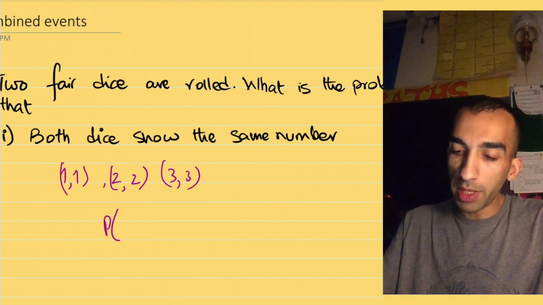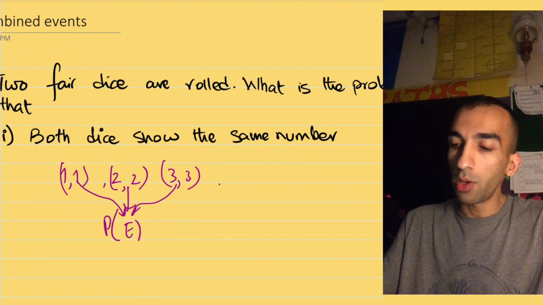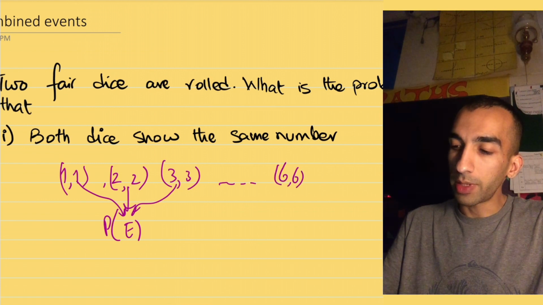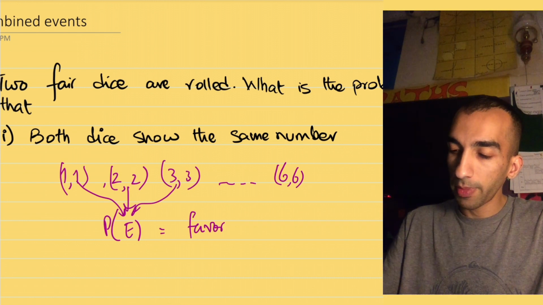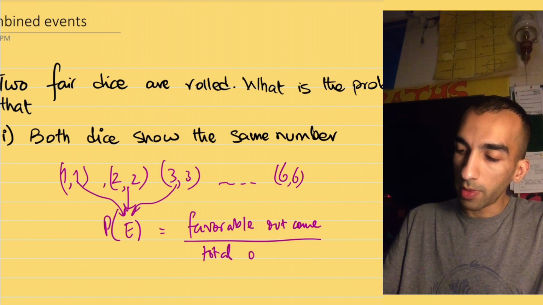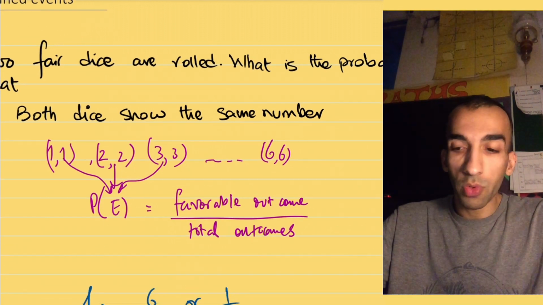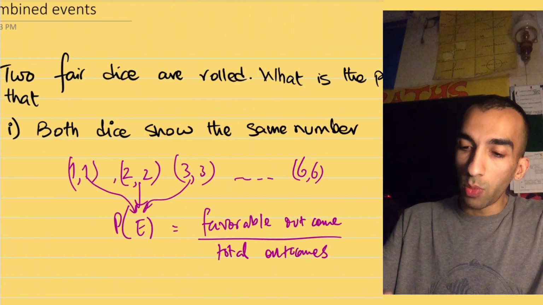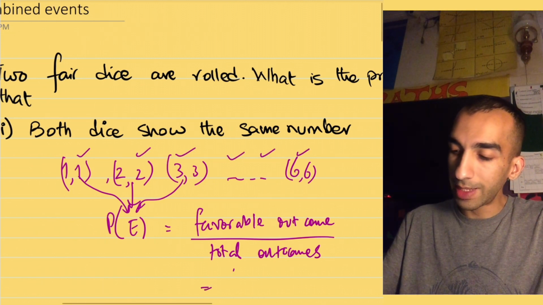Remember, we studied probability of an event happening. What's the event over here? Getting a 1, 1, 2, 2, 3, 3, all the way up till 6, 6 is the number of favorable outcomes, over the total number of outcomes. How do you know how many favorable outcomes you have? Well, that's pretty simple. We have 1, 1, 2, 2, 3, 3, 4, 4, 5, 5, and 6, 6. So that's going to be 6.